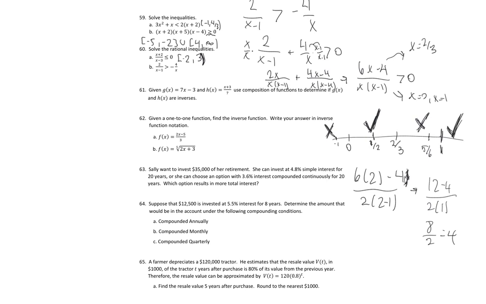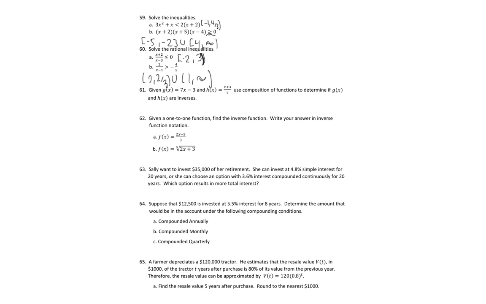So that means our interval is going to be from 0 to 2/3, union, and these are all parentheses because we're not including the possibility of it equaling 0, 1 to infinity. And that's our final answer for that.